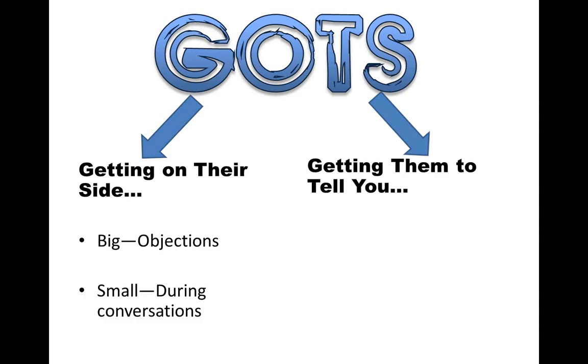So that's the one side, getting on their side is part of GOTS, and there's another part of GOTS, which is getting them to tell us. So we never explain anything, and that's kind of what I was talking about earlier. You better not just whip out something and try to show them and say, hey, look, see, here's proof of something. Because, guys, proof is worthless. You cannot prove anything to anybody.